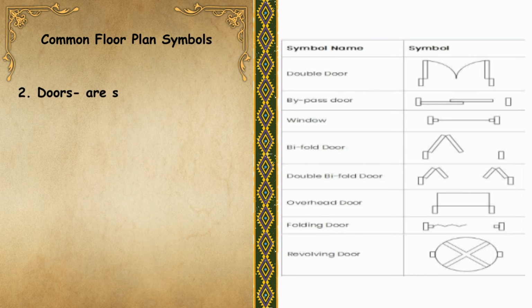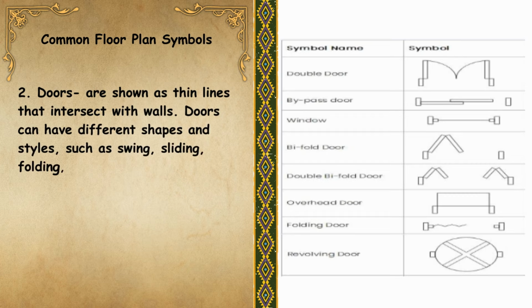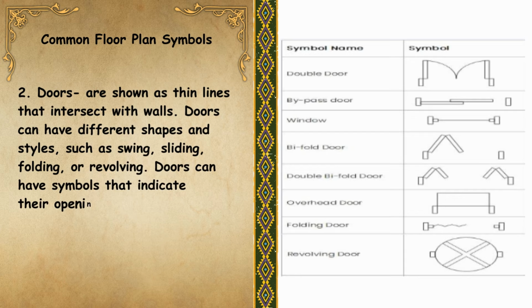2. Doors are shown as thin lines that intersect with walls. Doors can have different shapes and styles, such as swing, sliding, folding, or revolving. Doors can have symbols that indicate their opening direction, such as an arc or an arrow.